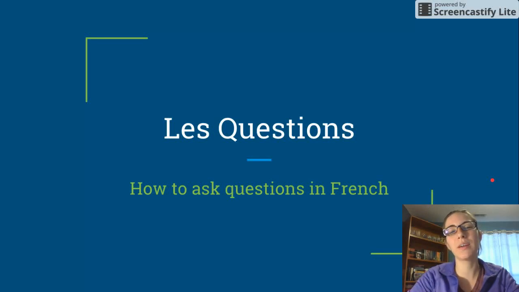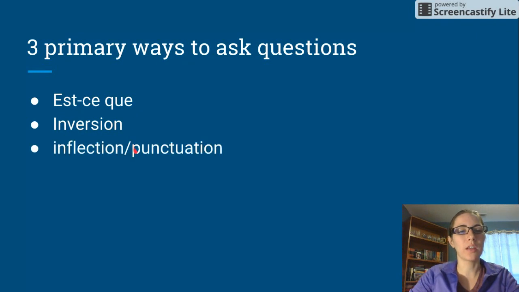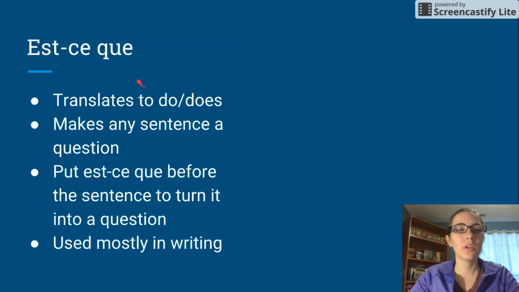Bonjour tout le monde! Today we're going to learn about les questions en français, how to ask questions in French. There are three primary ways to ask questions. The first is est-ce, the second is inversion, and the third is using inflection or punctuation depending on if you are speaking or writing. Est-ce is going to translate to do or does in English.